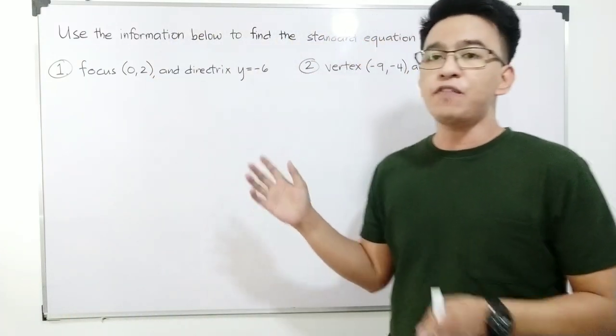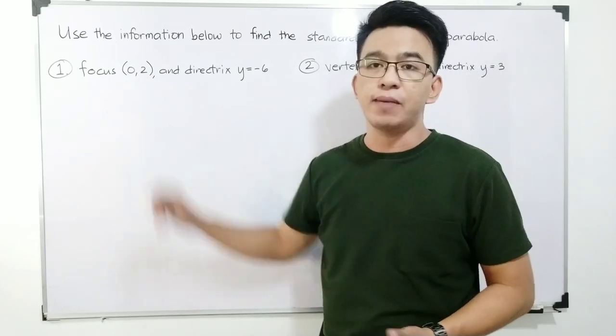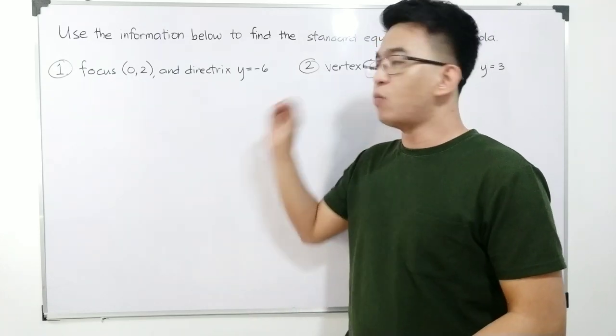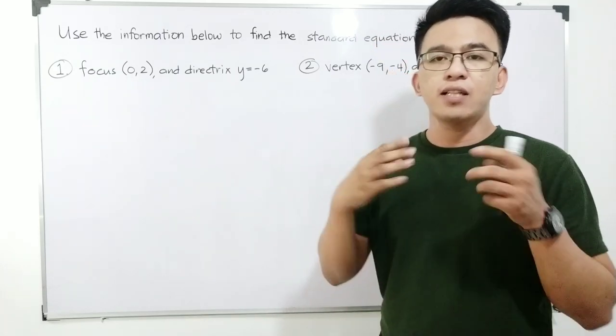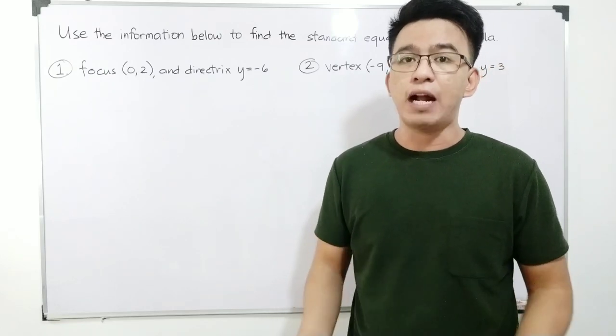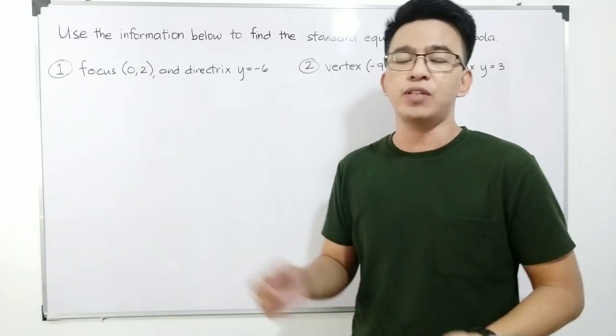So, we have the focus in which the coordinates of the focus are 0, 2, while the equation of their directrix is y is equal to negative 6. Sir, how do we do that? Or how can we find the equation of the parabola if that is the only given information? And find their equation.